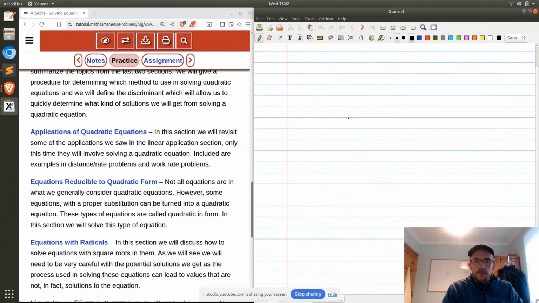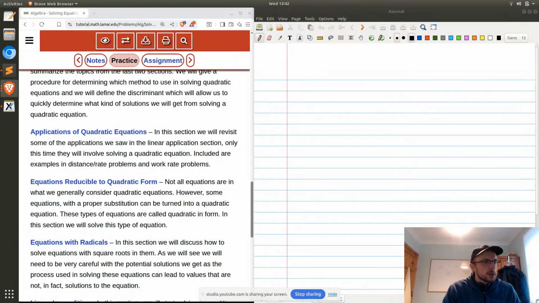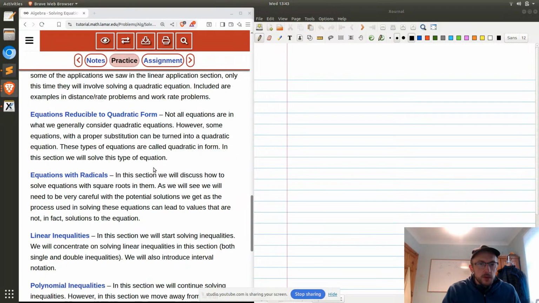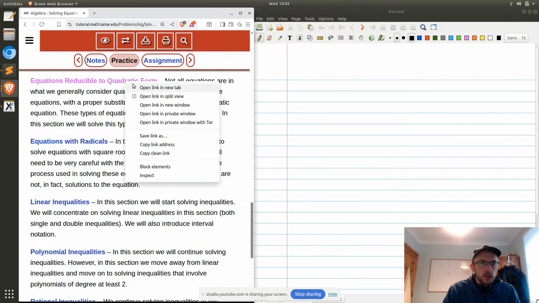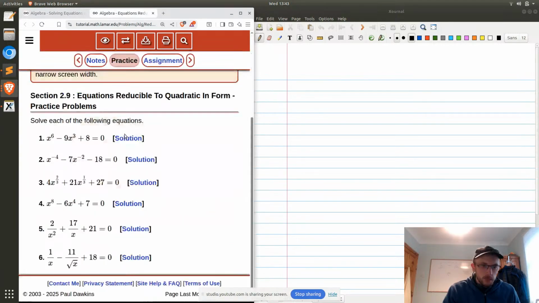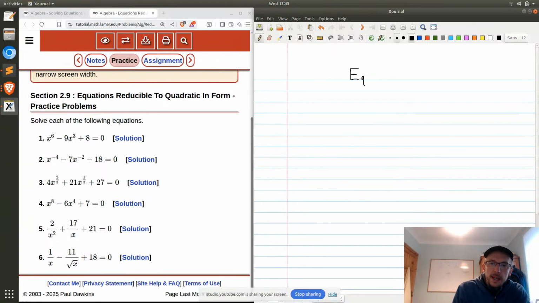How about something new? How about equations reducible to quadratic form? Oh, these ones. Okay, let's begin. Reducible or transformable? Quadratic in form? Problem 1.